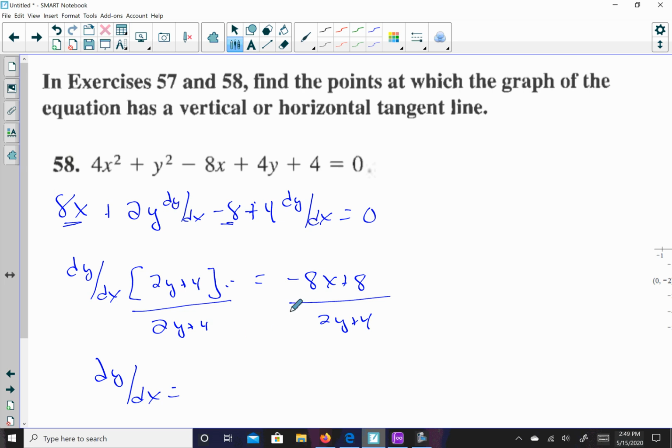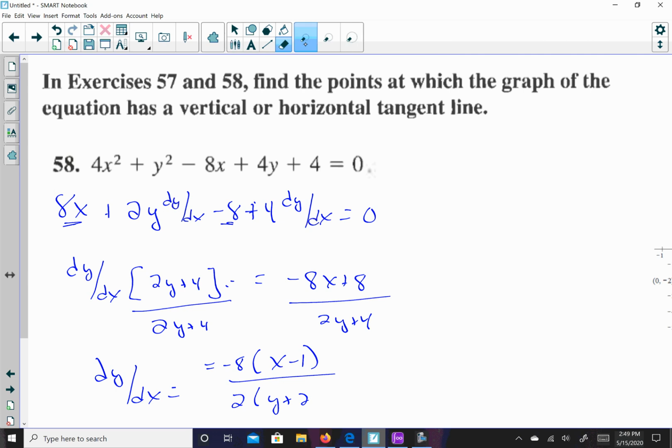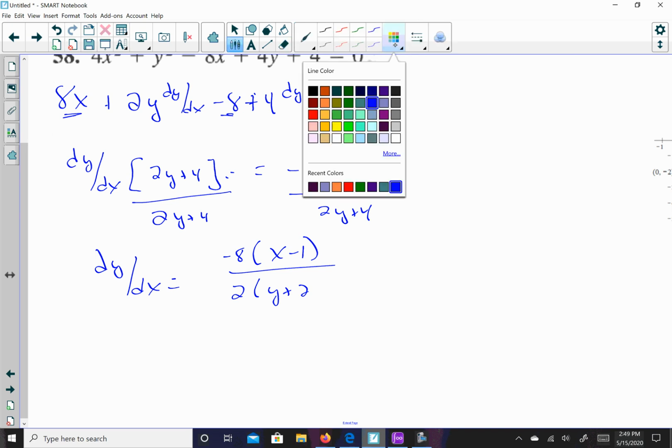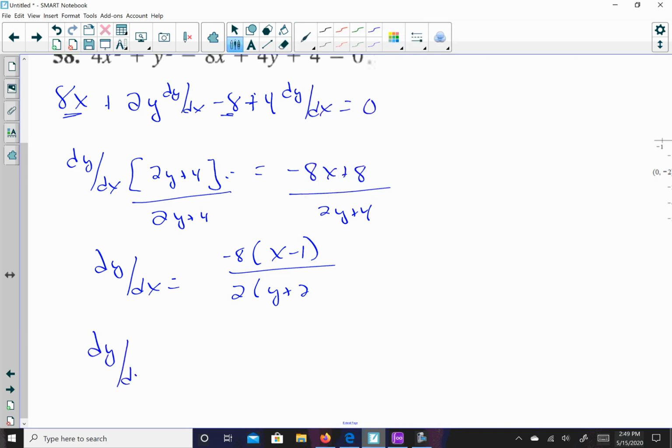I didn't. I factored out a negative 8 from here, made this x minus 1. And I factored out a 2 here and made this y plus 2. Do you have to do that? No, but I think it's a good habit to be in, so I did. And then probably I would simplify and make this negative 4 times x minus 1 over y plus 2. If you didn't simplify it, that's fine. You don't have to simplify it. I just like simplifying it.